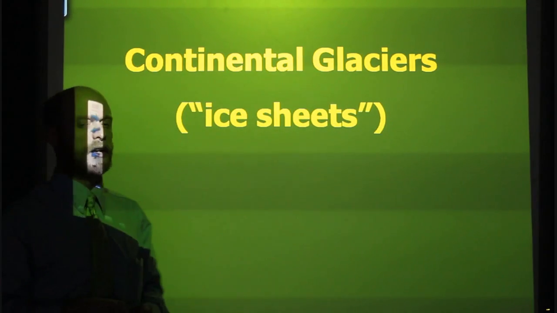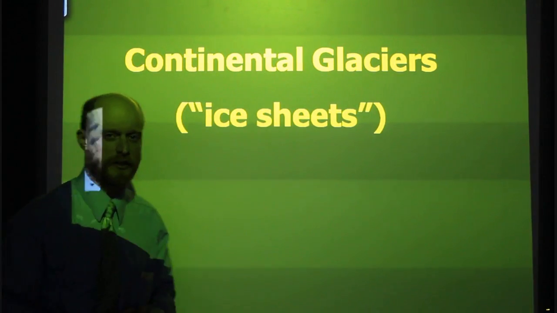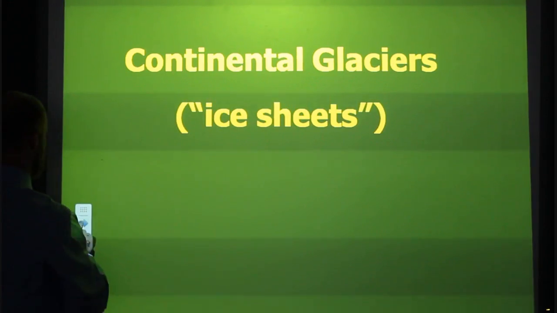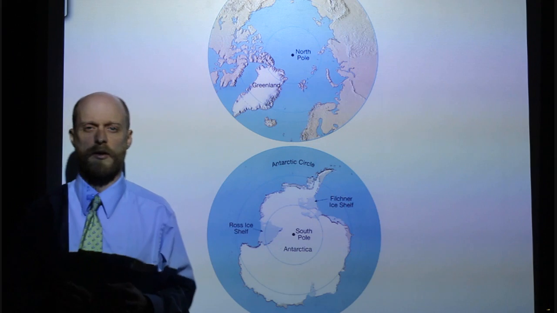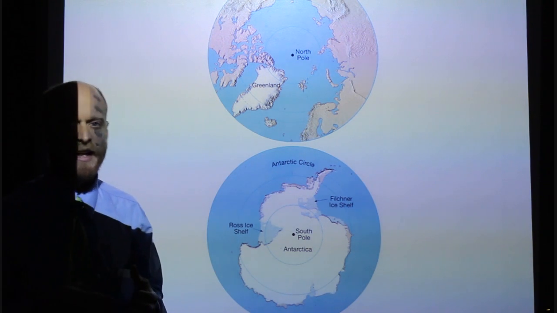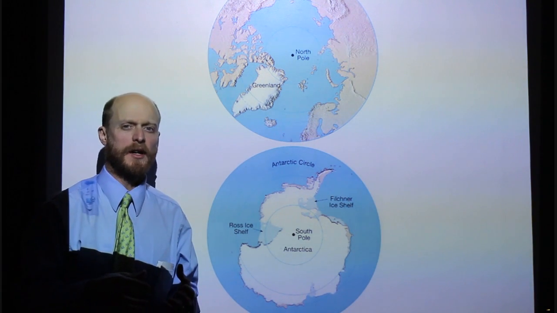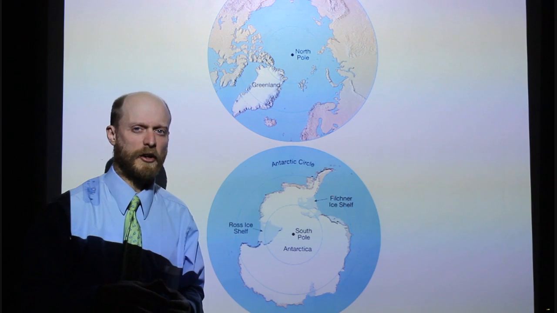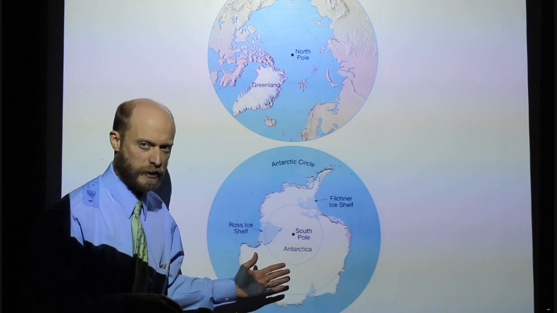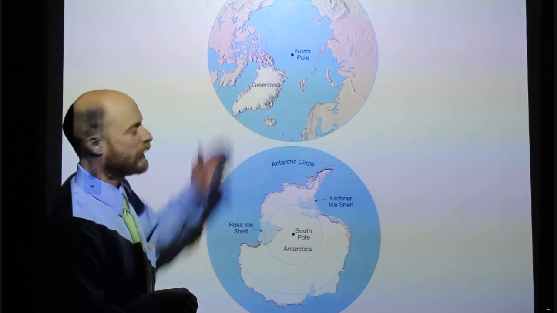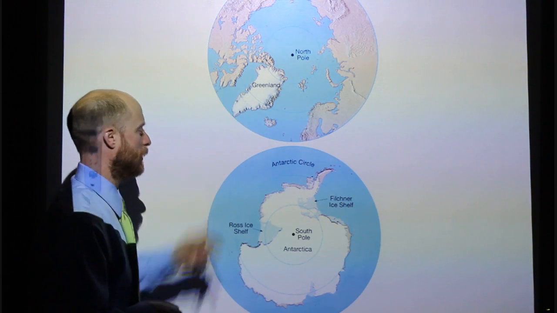So let's start with some features of continental glaciers. Again, they're also called ice sheets. And here is this diagram. It shows the location on Earth today of pretty much the two continental glaciers or ice sheets that we have. The biggest one is Antarctica, and then Greenland is the other one, in the northern hemisphere.